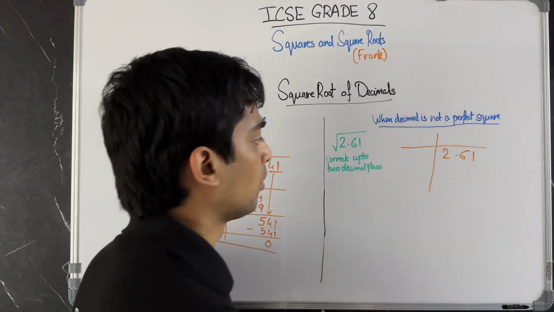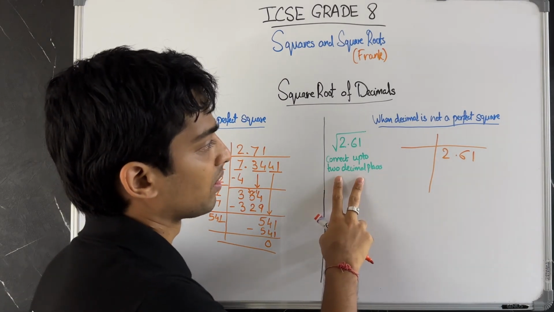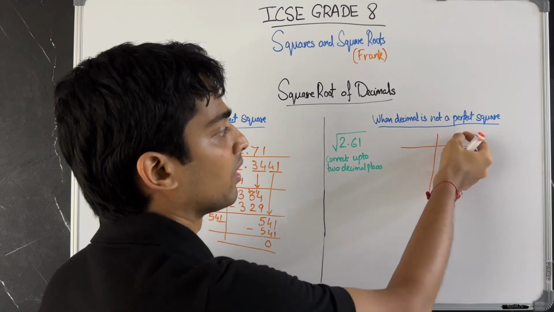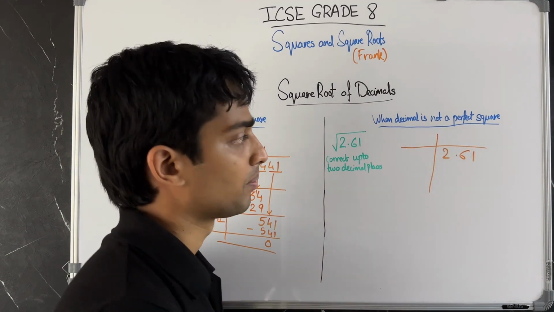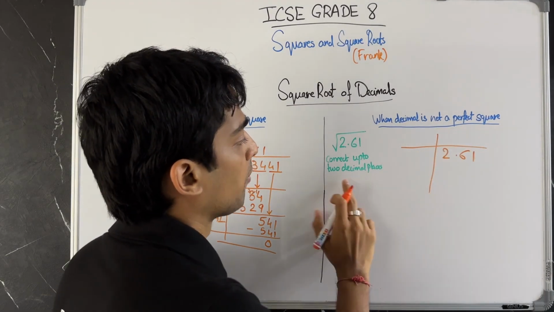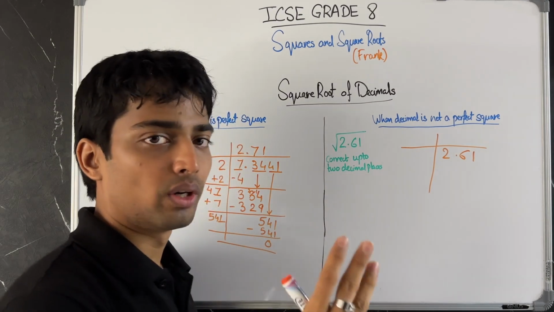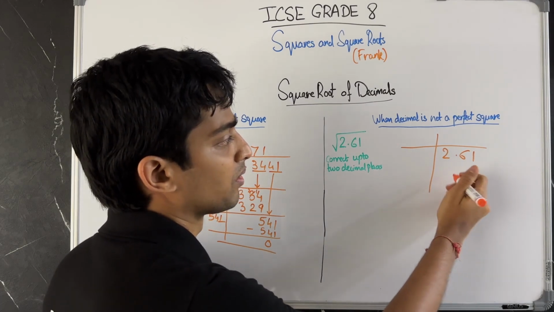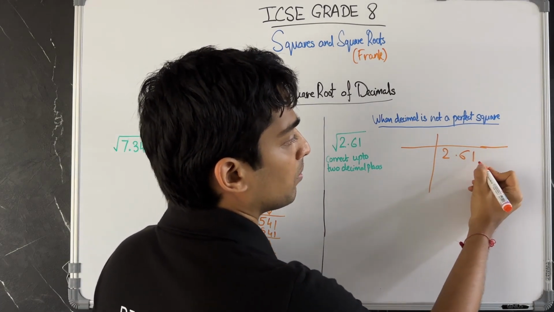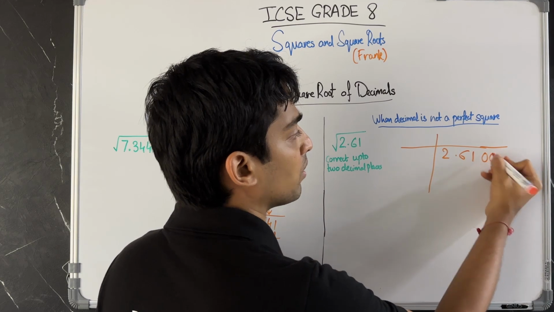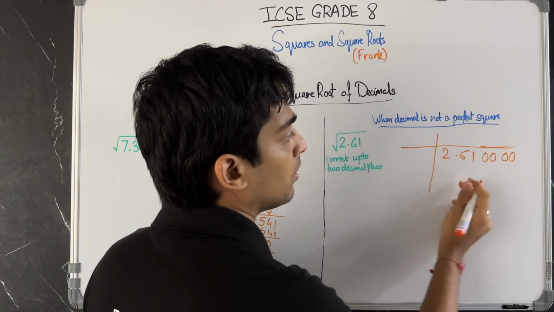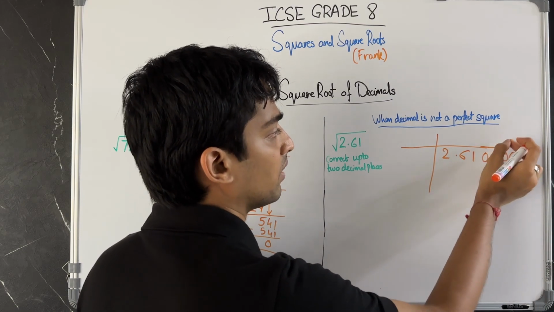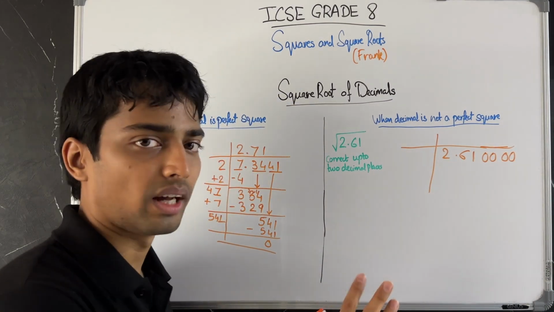2.61. Now we want 2 decimal places. So for each pair of decimal digits, we will get one decimal digit as the quotient. So this will give us 1. We want 2 decimal places, so we will calculate 3 and then round it off to 2. So we need 3 pairs of decimal digits. So 61. To make 2 more pairs, we will just make pairs of zeros. So this will give us 1 decimal digit, this will give us 1 decimal digit, this will give us 1 decimal digit. So we'll get 3 decimal digits as the answer.